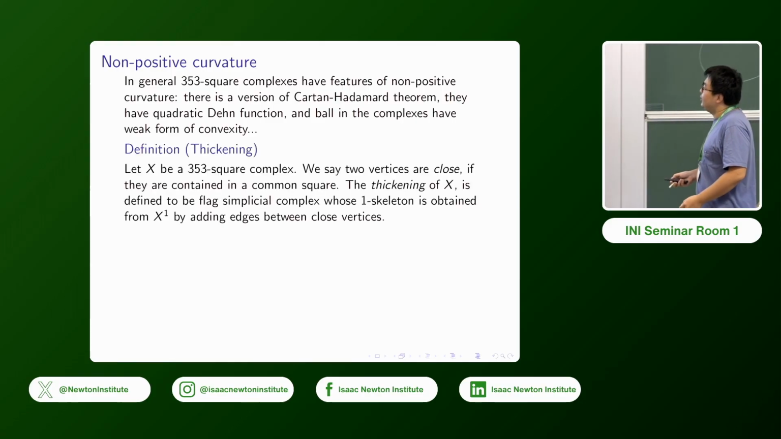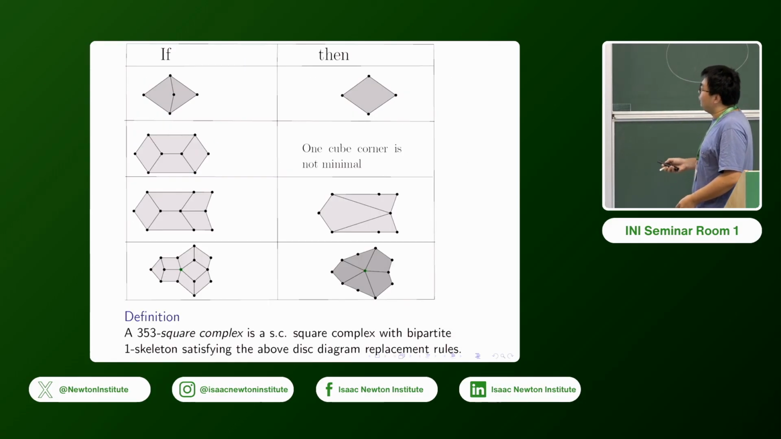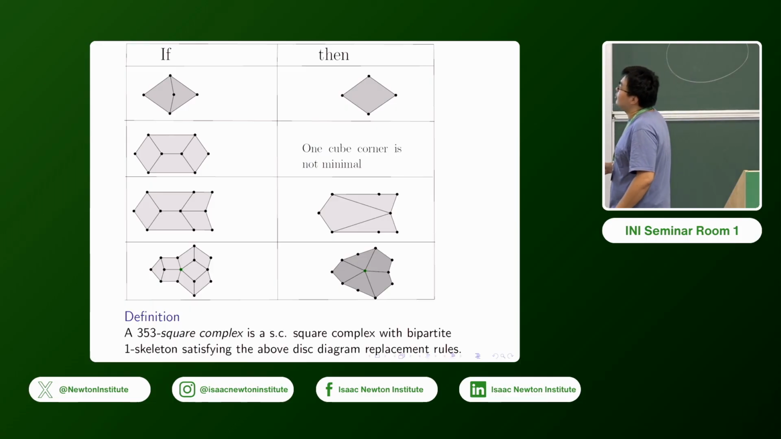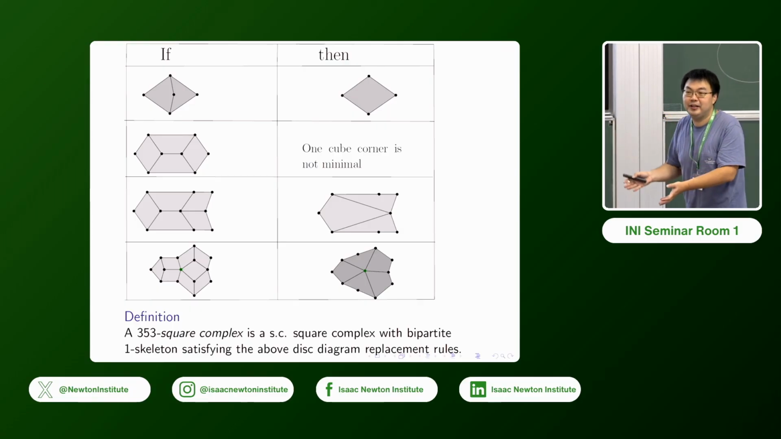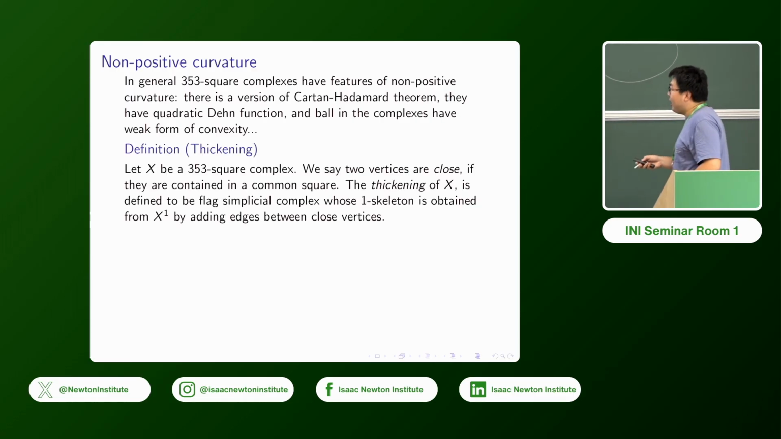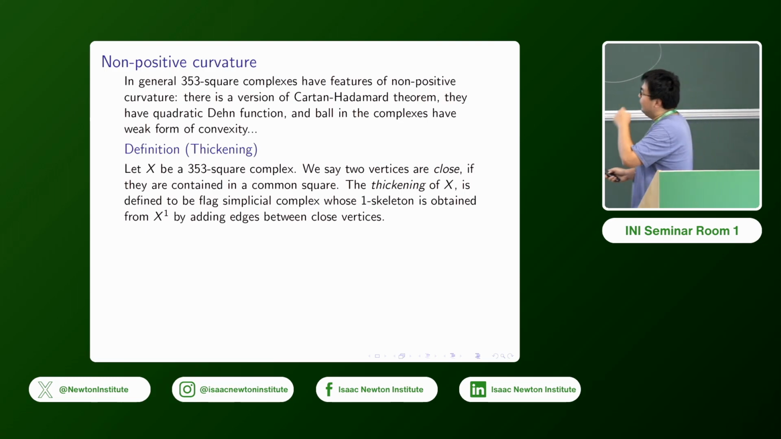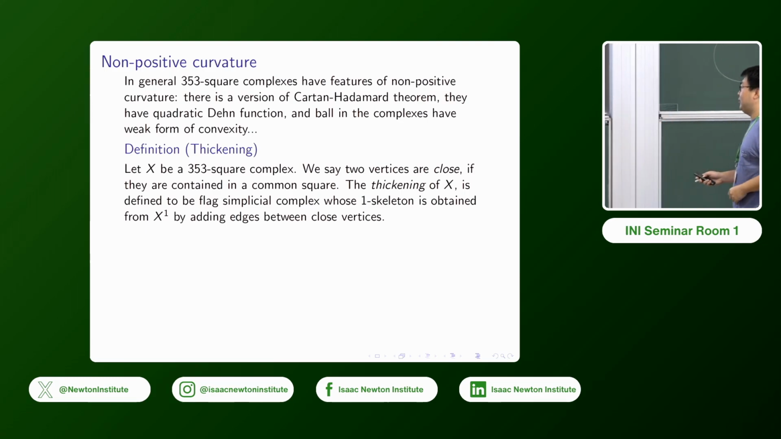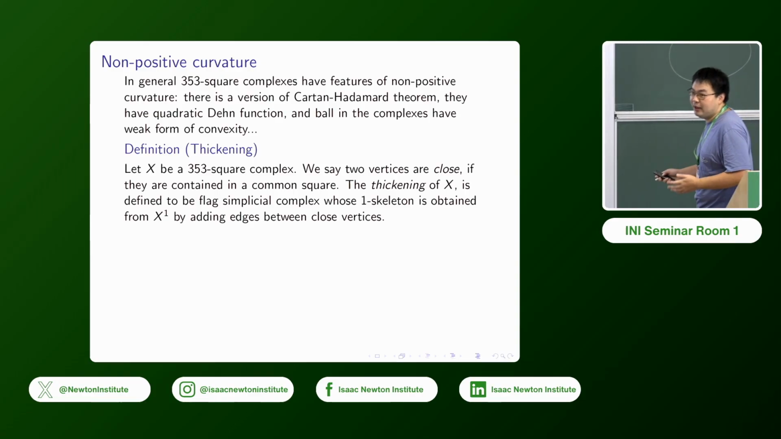But the most important thing is that we need contractibility. But you see that from this definition, your complex is not contractible. Just look at the first thing. These two squares in the front and this one square on the back would bound a sphere, right? So this is not contractible because your complex is two-dimensional. To fix this problem, I'm going to define what we call the thickening of a 353 complex. We say, okay, I'm giving you a 353 complex, and we say two vertices are close if they are contained in a common square.